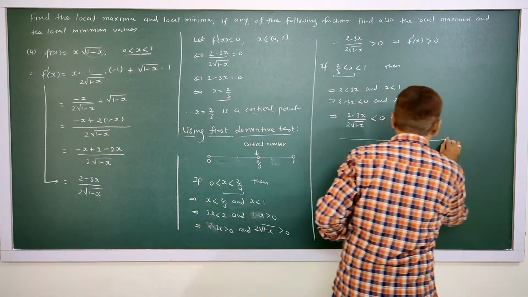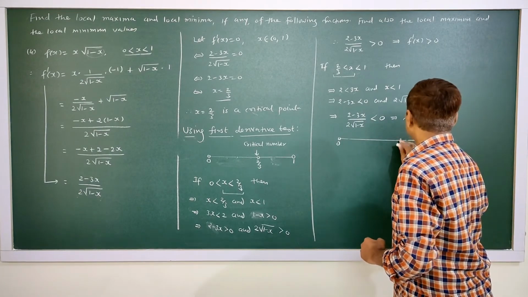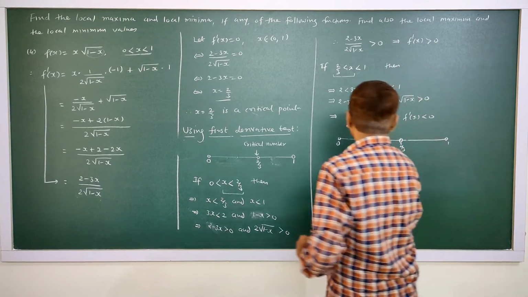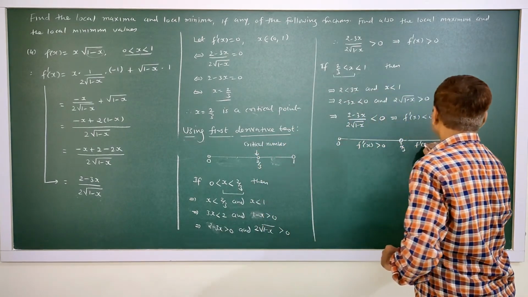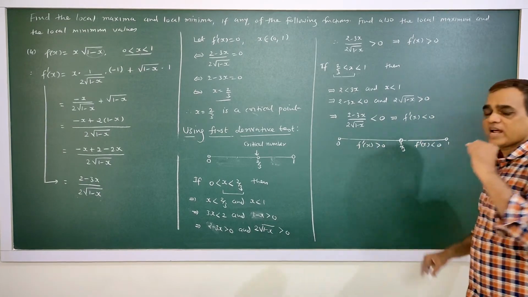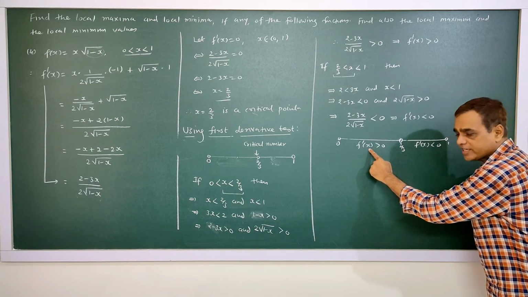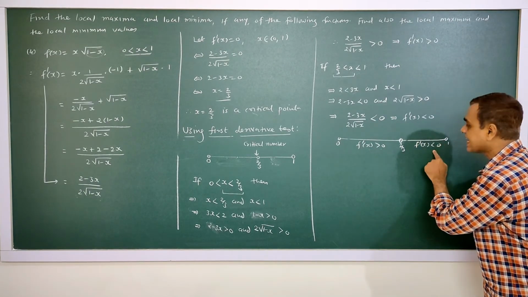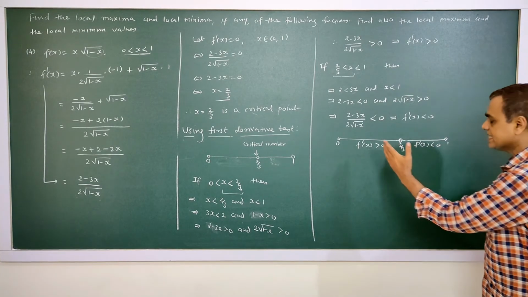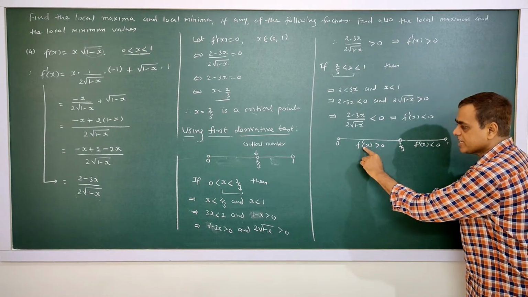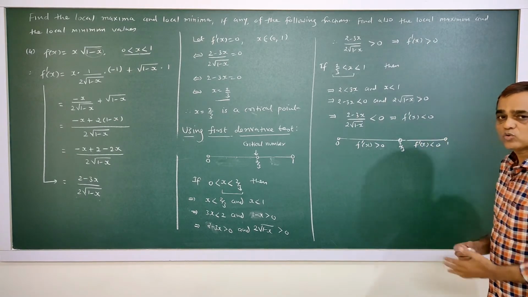See what is happening here. This was 0, this was 1, here it was 2 by 3. Before 2 by 3, f dash x is positive, after 2 by 3, f dash x is negative. So as x increases, f dash changes sign from positive to negative through x equal to 2 by 3.